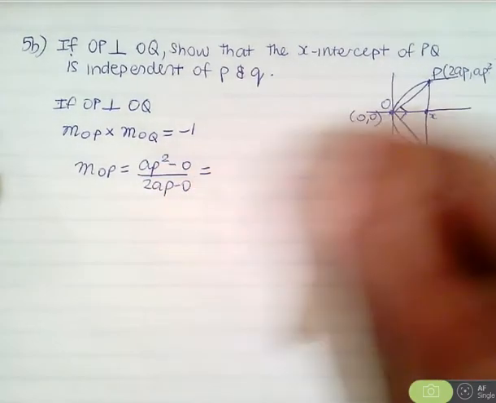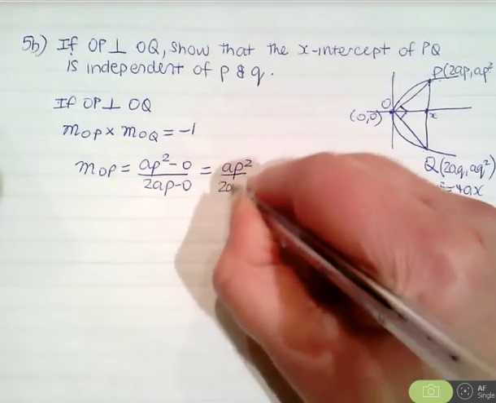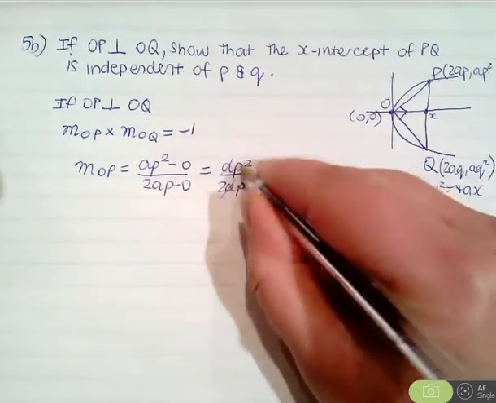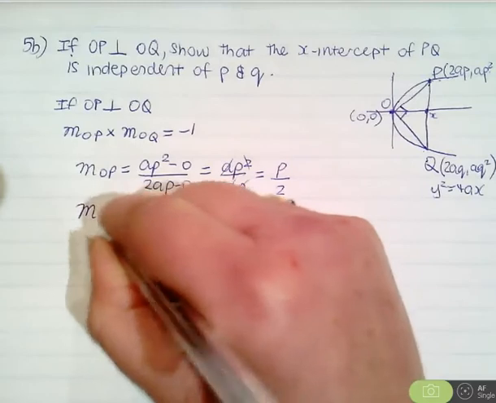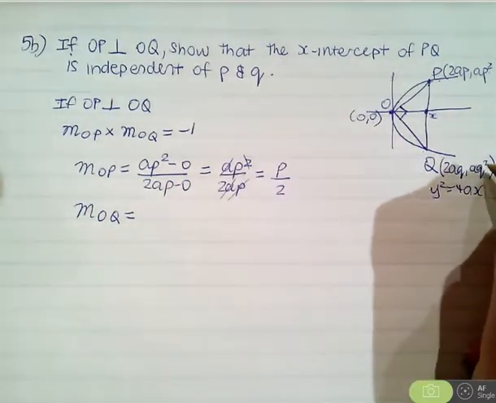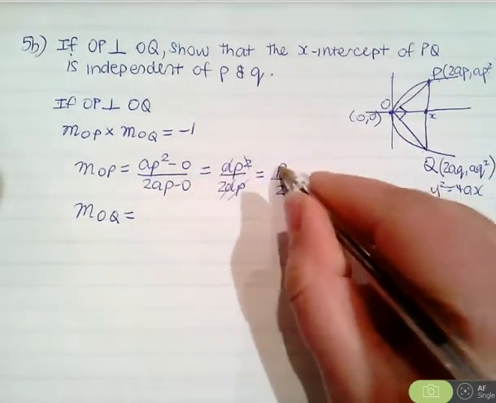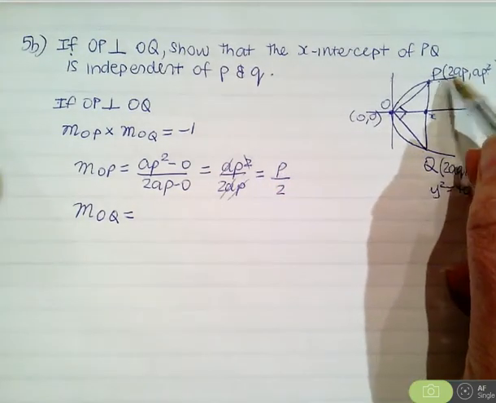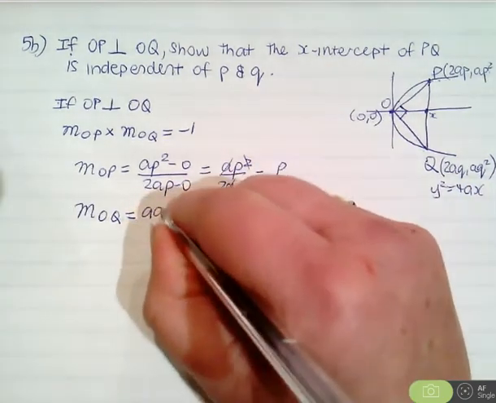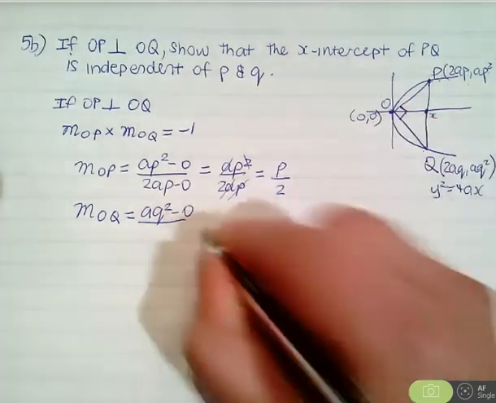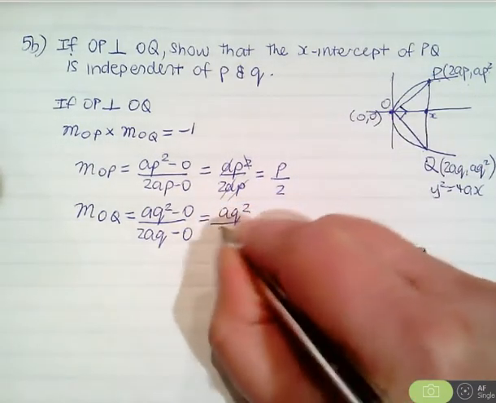So the gradient of OP, I mean, the other thing you can do is just go rise over run, but I'm using the gradient formula. So it's AP squared over 2AP. Notice that the A's cancel and one of the P's will cancel. And you get that the gradient of OP is P on 2. Now we can do a similar thing for the gradient of OQ, which is y2 minus y1 over x2 minus x1. You will get exactly the same thing, but wherever there's a P, you'll now get a Q, because the coordinates of P are (2AP, AP squared) and Q is (2AQ, AQ squared). So if you do this same process, AQ squared minus 0 over 2AQ minus 0, you get AQ squared over 2AQ.